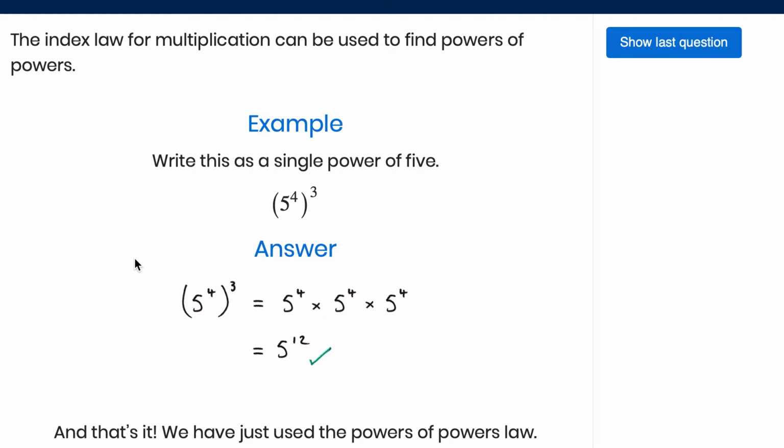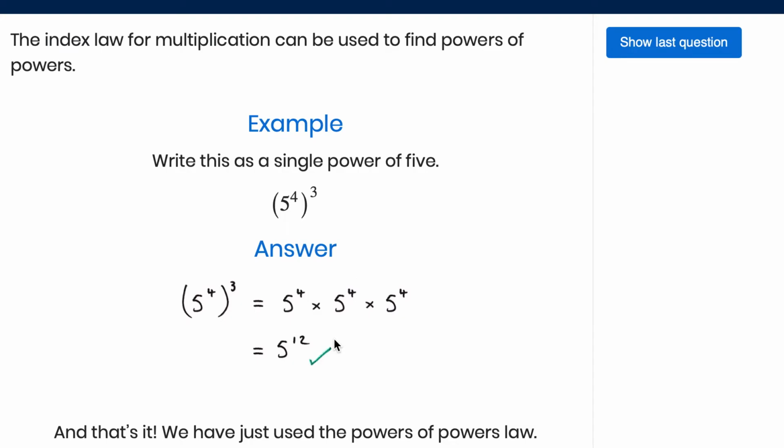5 to the power of 4 to the power of 3 actually means 3 lots of 5 to the power of 4 all multiplied together. So you've got 5 to the power of 4 times 5 to the power of 4 times 5 to the power of 4. And using the index law for multiplication, we simply add together all of these 4s to get 4 plus 4 plus 4, and that's equal to 12. So the answer is just 5 to the power of 12.